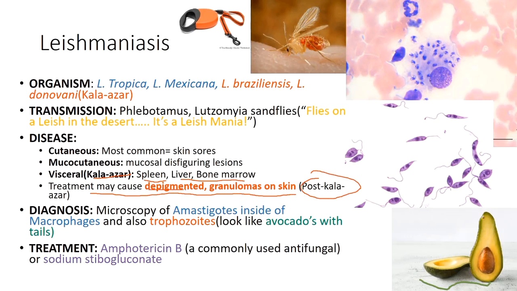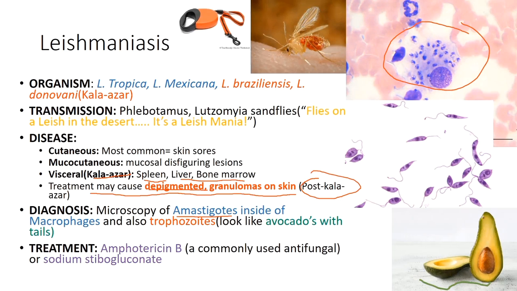And then when you give treatment to these patients, it actually causes granulomas on the skin, especially with post-kala-azar. They're depigmented, so like white lesions on the skin, and the granulomas are found under them. Diagnosis for this is amastigotes inside the macrophages, which you can see in the top right picture here. They look like little bees inside your macrophages. But remember, look at the picture right now in your First Aid for histoplasmosis. You want to be able to differentiate those two based on that picture.